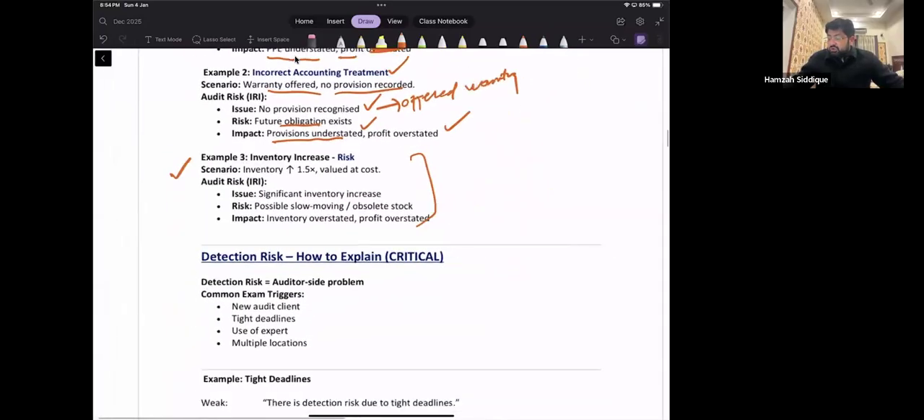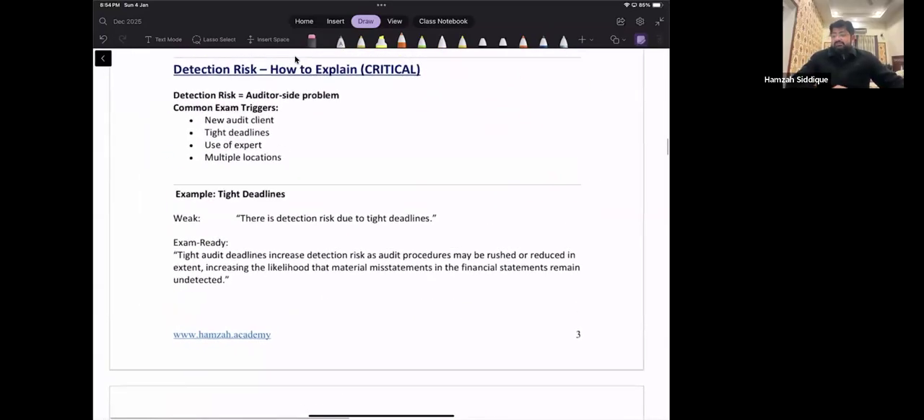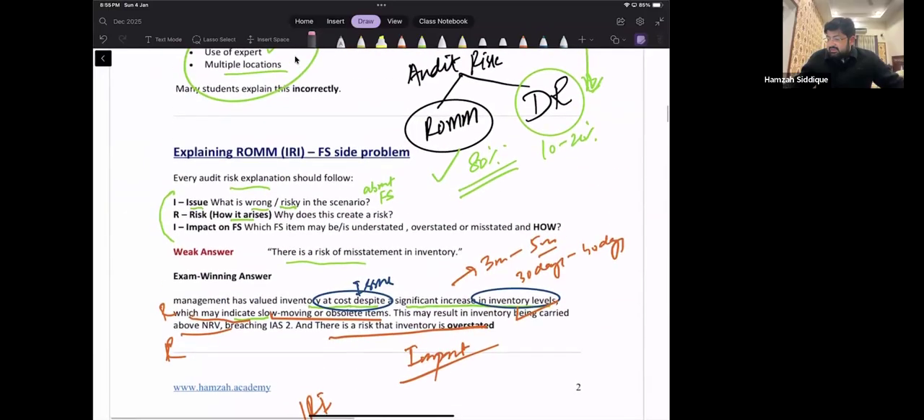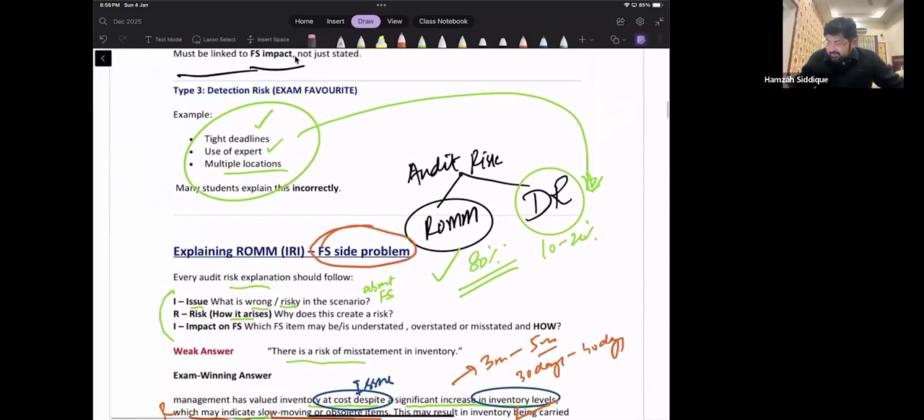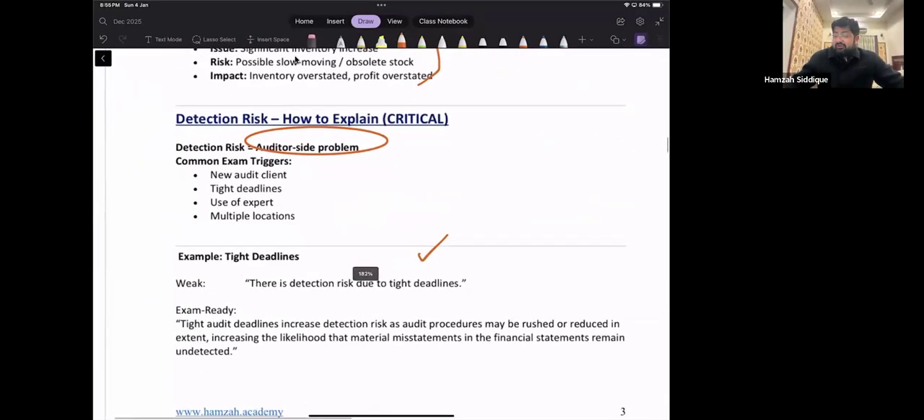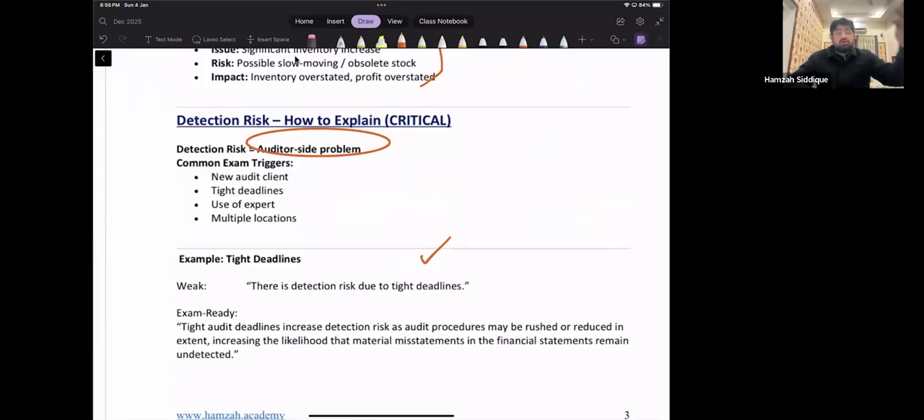Now, detection risk. For example, tight deadline. It is the auditor's side problem. And this is a financial statement side problem. You see, risk of material misstatement is a financial statement side problem, in preparation, and it is causing audit risk. And detection risk is auditor side. So tight deadline for audit. Auditor may not perform the work properly. Management is saying complete the audit within 1 month or 2 months after the year end. Be quick.